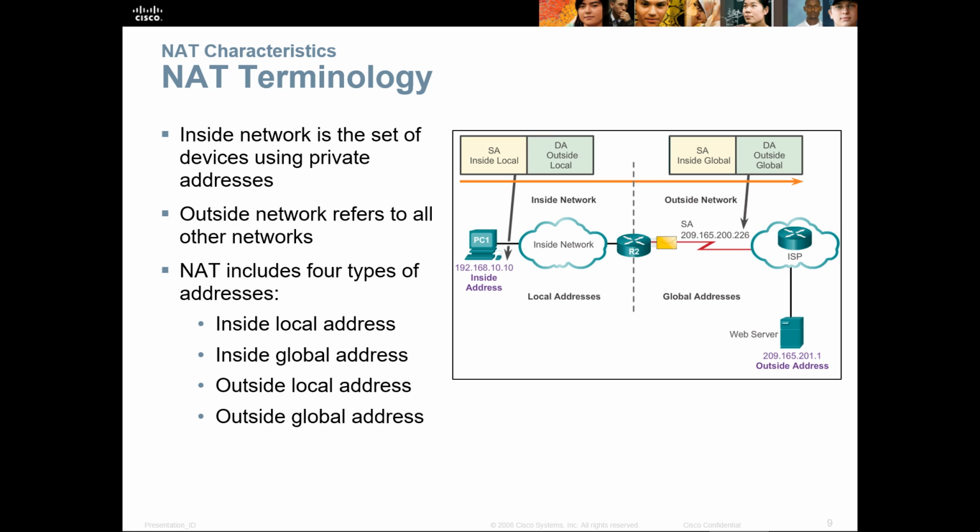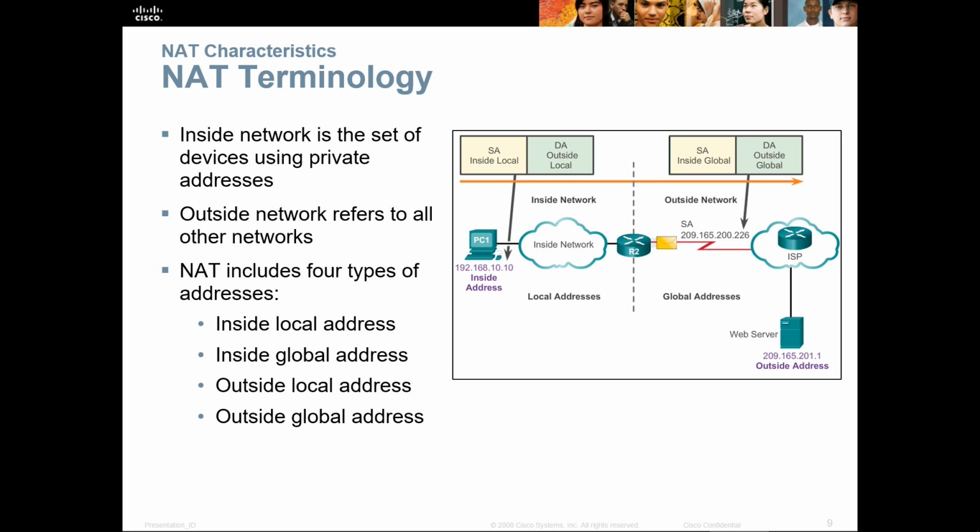An inside global address is a legitimate IP address assigned by the NIC or service provider that represents one or more inside local IP addresses to the outside world. A public address. Outside local address: that is the IP address of an outside host as it appears to the inside network, not necessarily a legitimate address. It is allocated from an address space routable on the inside.